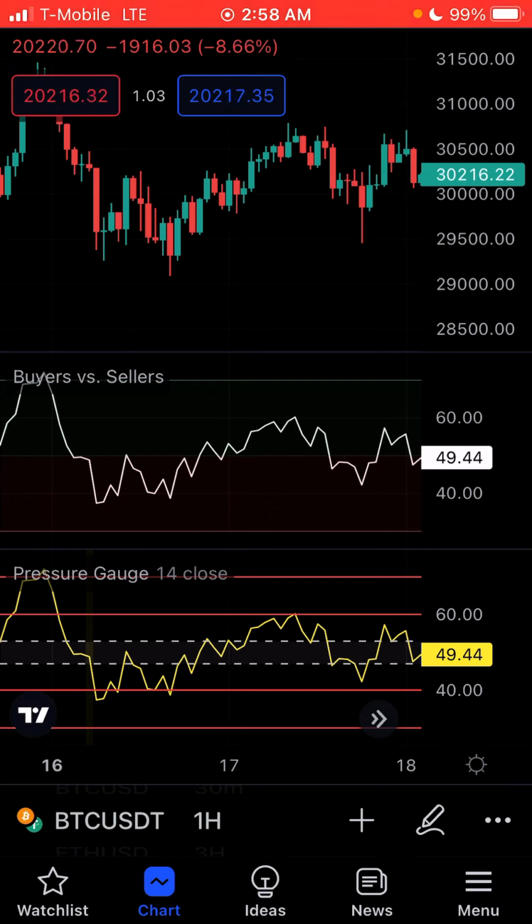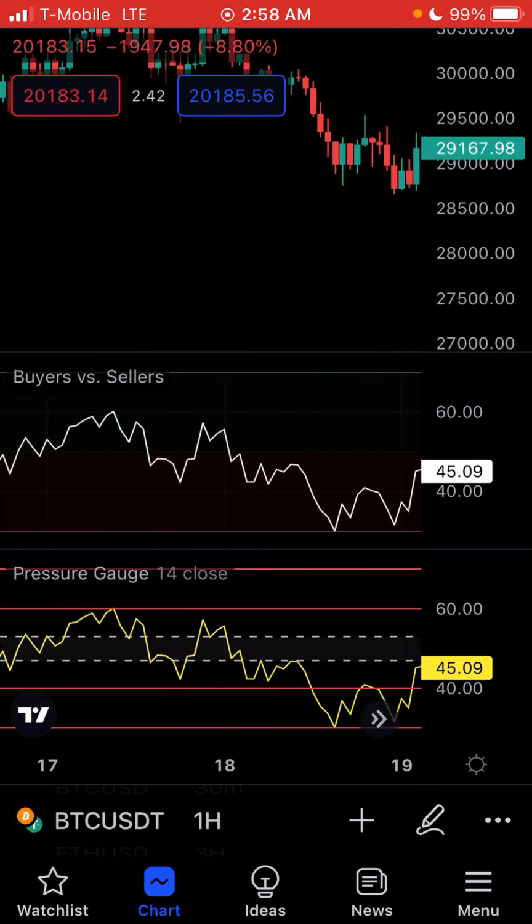So you trade only when you see the pressure gauge, and what you do is you load up the buyers versus sellers and you see where the line is. Is the line in the red or is the line in the green? Now, it doesn't always work, but it works a lot of the time. If it's in the red, it usually means it's going to go up if there's a pressure gauge. If it's in the green and there's a pressure gauge, it usually means it's probably going to go down. So this is a very powerful strategy that I use, and I only trade when I see the pressure gauge.